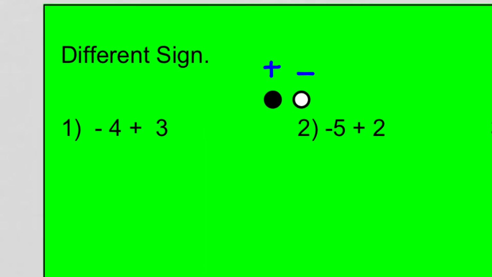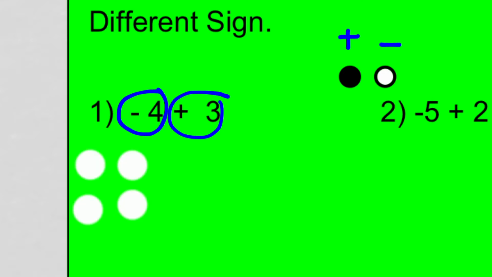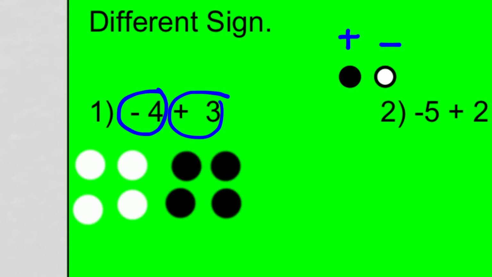So we'll model out number one with the integer model. Now remember, the sign in front of the integer goes with the integer. So this is -4 combined with +3. Now let's actually look at what that will look like with the integer model. So 4 negatives would be doink, doink, doink, doink. And 3 positives would be doink, doink, doink. There's 3 positives.